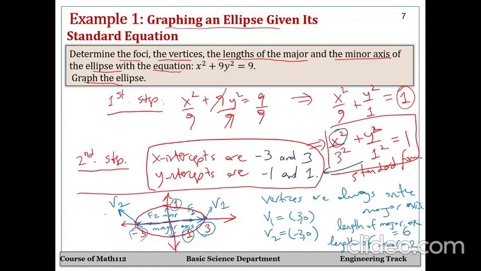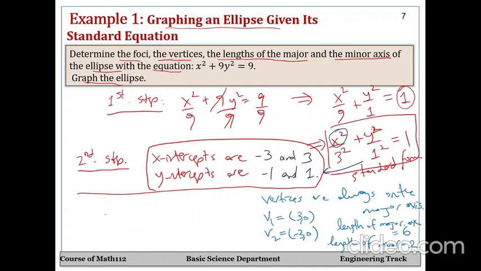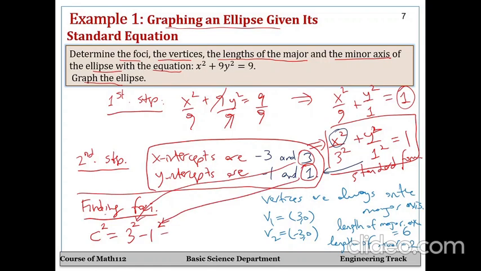And when it comes to the foci here, you can find the foci. Finding foci, okay, I'll write here. So first you set the equation like c squared equals 3 squared minus 1 squared. Which one is bigger? This one or this one? So you say the big one minus the small one. So c will be equal to plus square root of 2 and minus square root of 2.